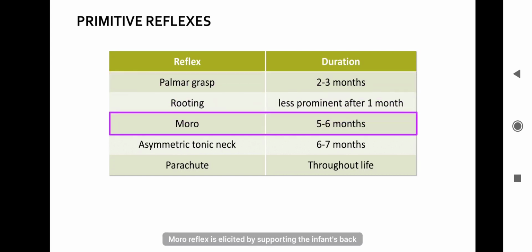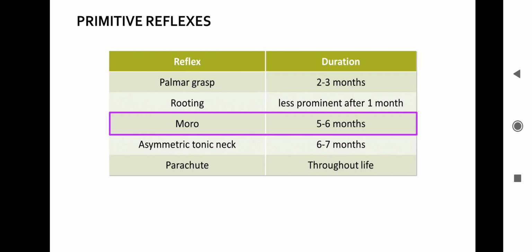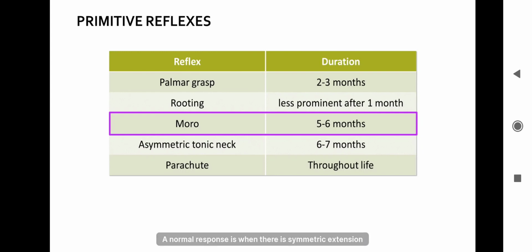Moro reflex is elicited by supporting the infant's back with the infant in a semi-erect position and allowing the infant's head to fall backwards onto the examiner's hand. A normal response is when there is symmetric extension and abduction of the upper extremities, followed by symmetric flexion and a cry.